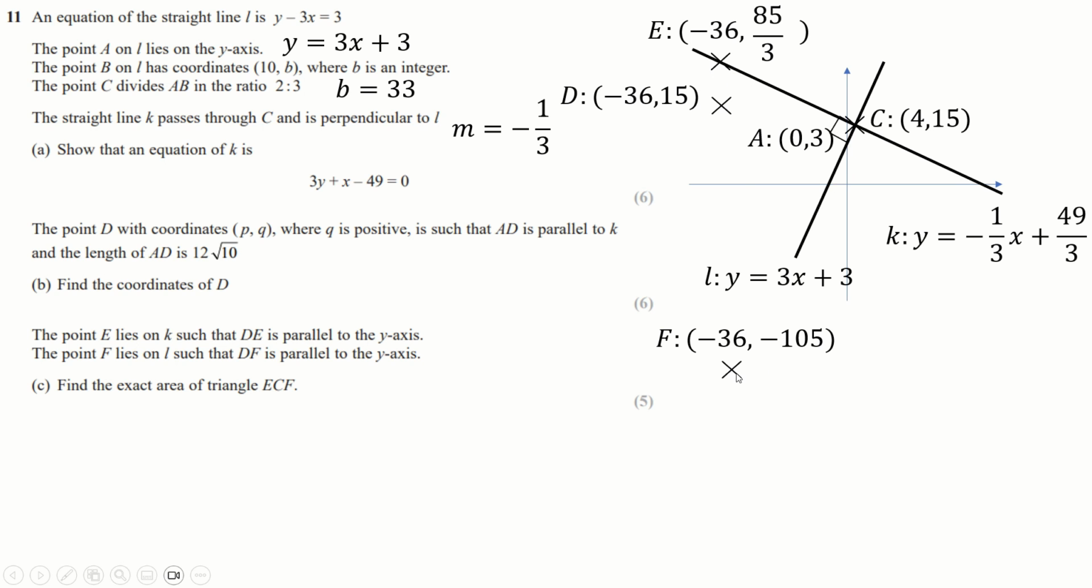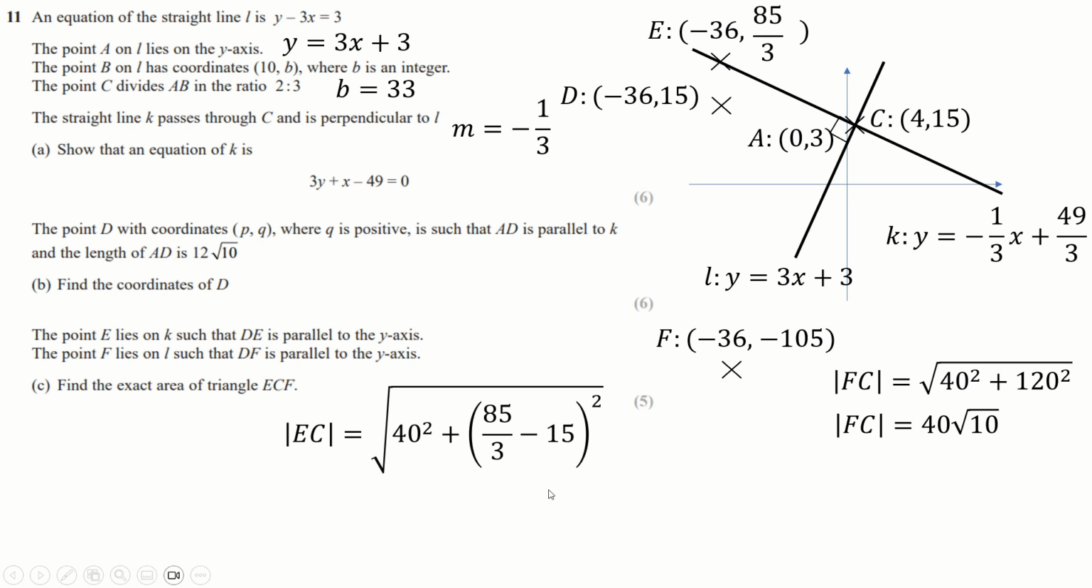So, okay, what's the length of F to C? Well, going across, it's just minus 36 plus 4, or 36 in distance here, plus another 4 in distance to get to there. So that's 40 across, and upwards, it's minus 115 up to here, and then plus another 15 to get to there, so that's 120. Just type that into calculator to get this, and then this one here, same kind of deal. So going across, you need to go across 36, and then across another 4, and you get to here, so that's across 40 again. And then to go downwards, you need to go 85 over 3 minus 15 down, because you've already got 15 going up here. So it's just whatever 85 over 3 is minus this 15 to get this distance down here. Put that in a calculator, and you get this.